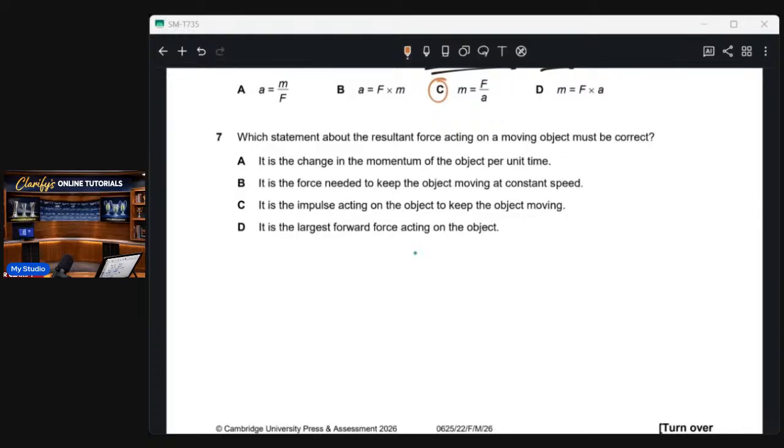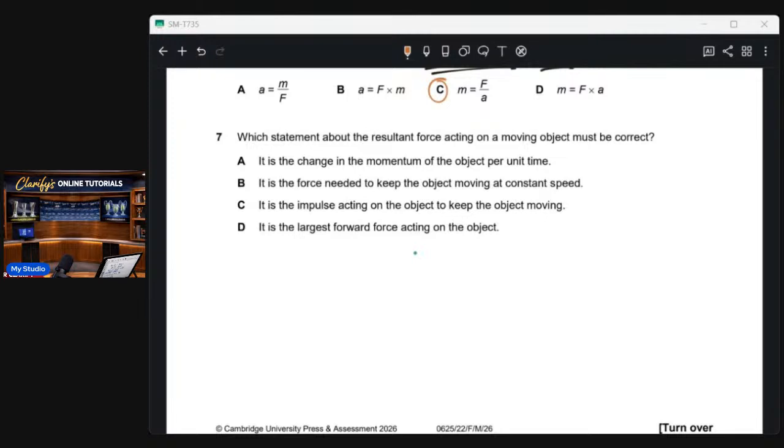What statement about the resultant force acting on a moving object must be correct? Resultant force. Okay. What statement is going to be correct? It is the change in momentum per unit time. Let's keep it there. It is the force needed. Let's just say you don't know. You do method of elimination, although I do know the answer. Ready? It is the force needed to keep the object moving at a constant speed.